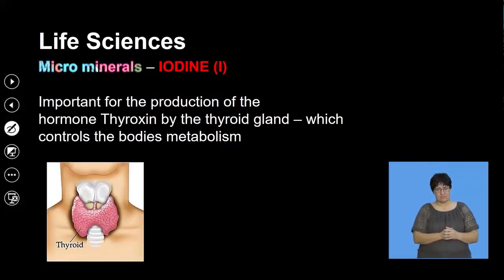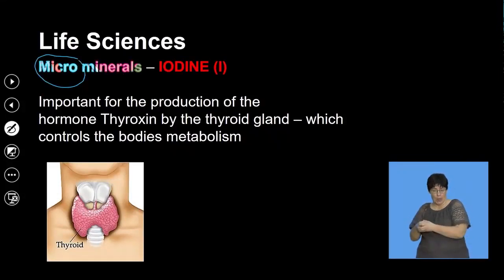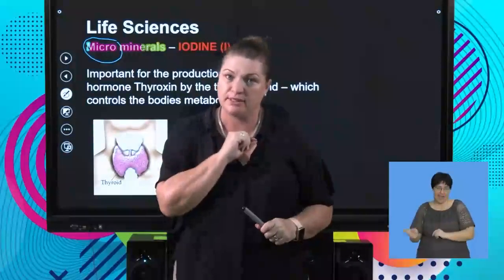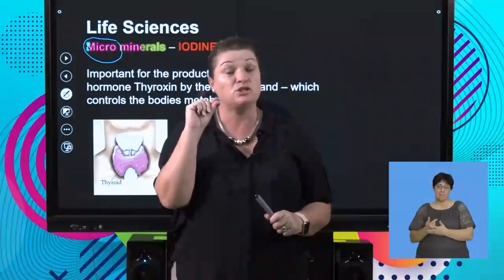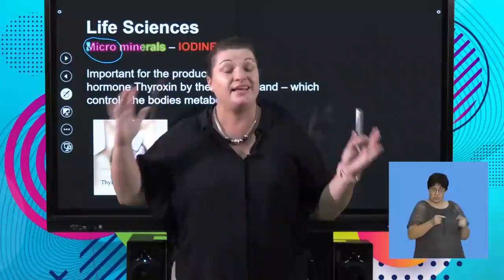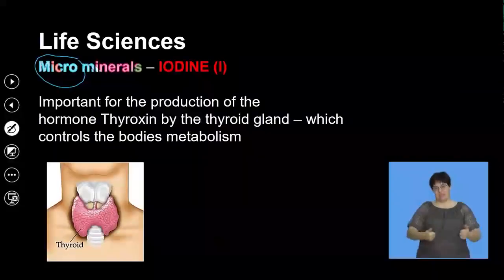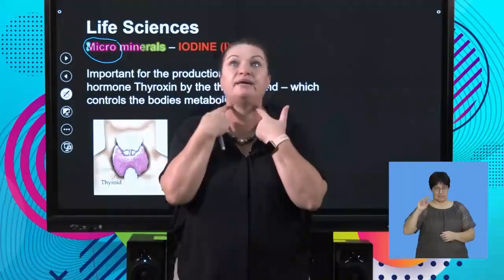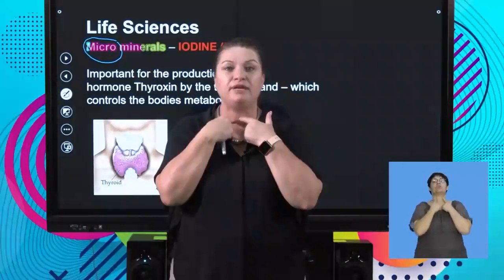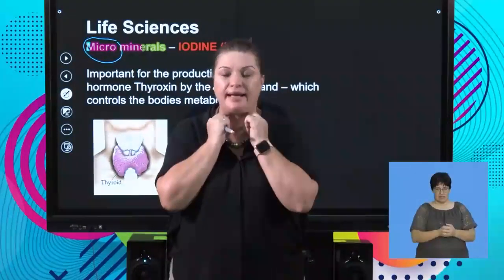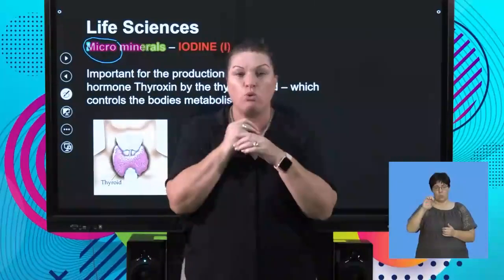Okay, guys, now we're looking at micro, things that we need in very small amounts in our diet. As I said, small does not necessarily mean unimportant. Small just means we need it in small doses to be as healthy as we can be. The first one is called iodine, and I want you to picture over here, right by your throat, you've got a gland. It's called an endocrine gland, and it's going to secrete hormones.